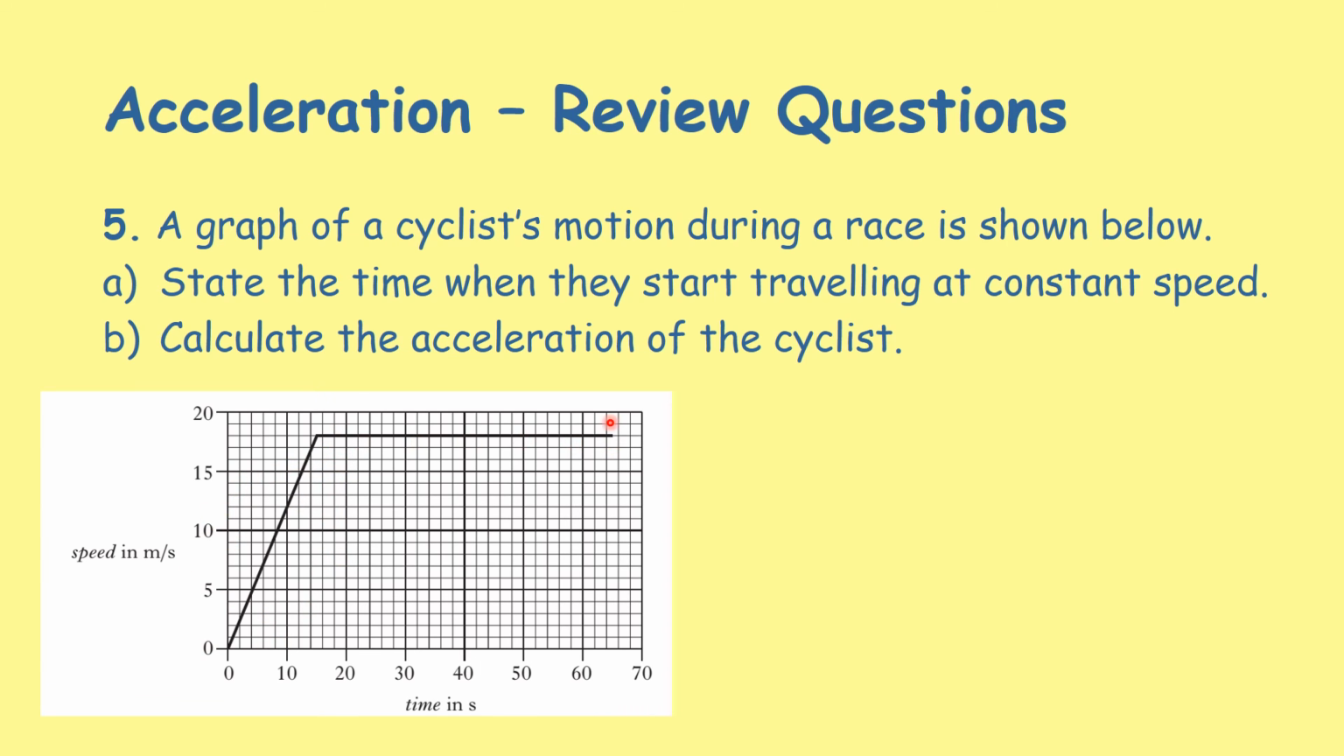The flat part of the graph just here is where the cyclist is travelling at a constant speed, their speed is not changing. So it's this point just here where they stop accelerating and they start travelling at a constant speed that we want to know the time of. So if we draw a dotted line down to the time axis, we can see this corresponds to a time of 15 seconds.